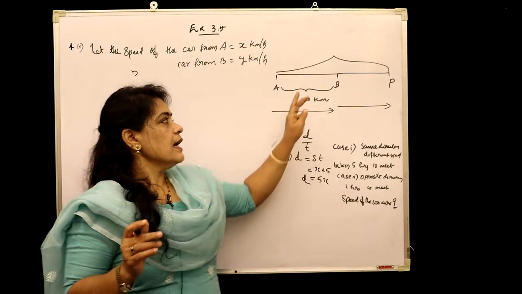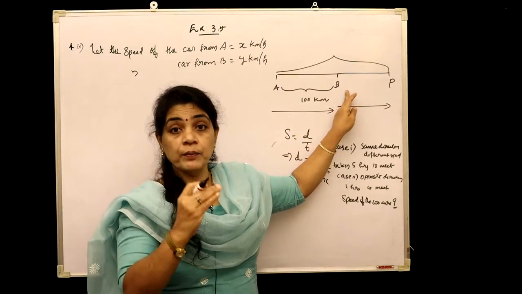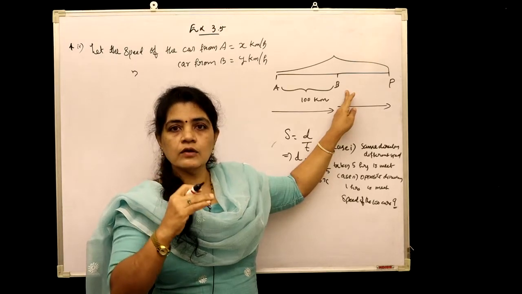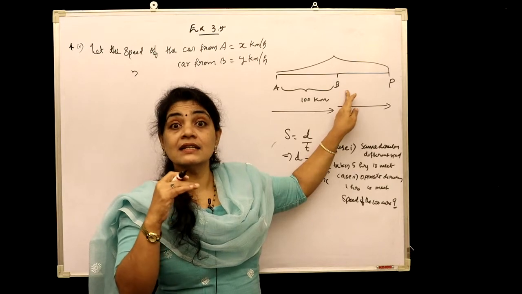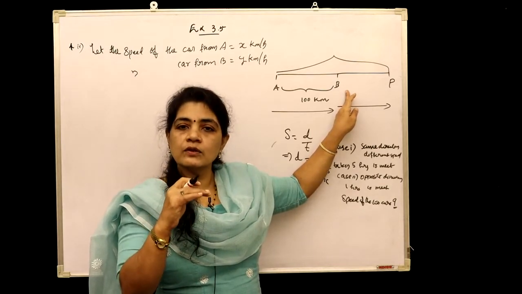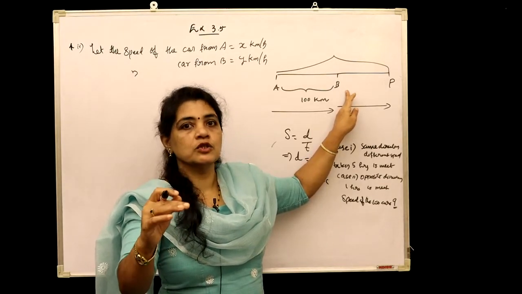Understood? Yes. And the second car starting from B. Okay, that car is also moving in the same direction. And the distance travelled: that car also takes 5 hours to reach P.